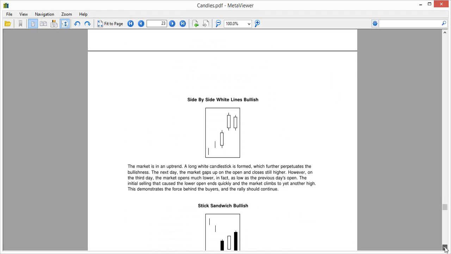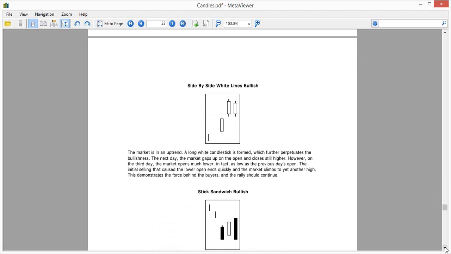Side by side white lines, bullish. A market is in an uptrend. A long white candlestick is formed, which further perpetuates the bullishness. The next day, the market gaps up and opens and closes still higher. However, on the third day, the market opens much lower, in fact, as low as the previous day's open.